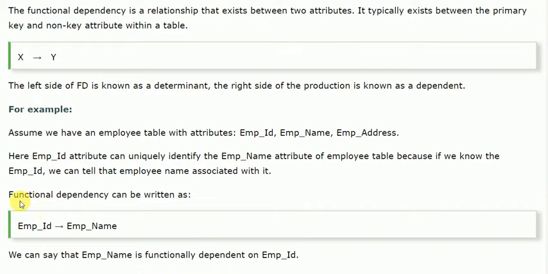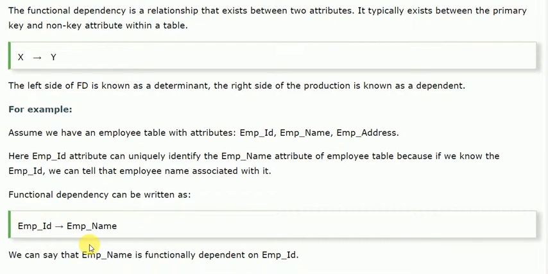Now, what kind of functional dependency can there be between employee ID and employee name? Because we can determine the employee name from the employee ID, it means that employee name depends upon the employee ID given in the table, and employee ID can determine employee name. So employee ID gives employee name. This is the function which we can derive.